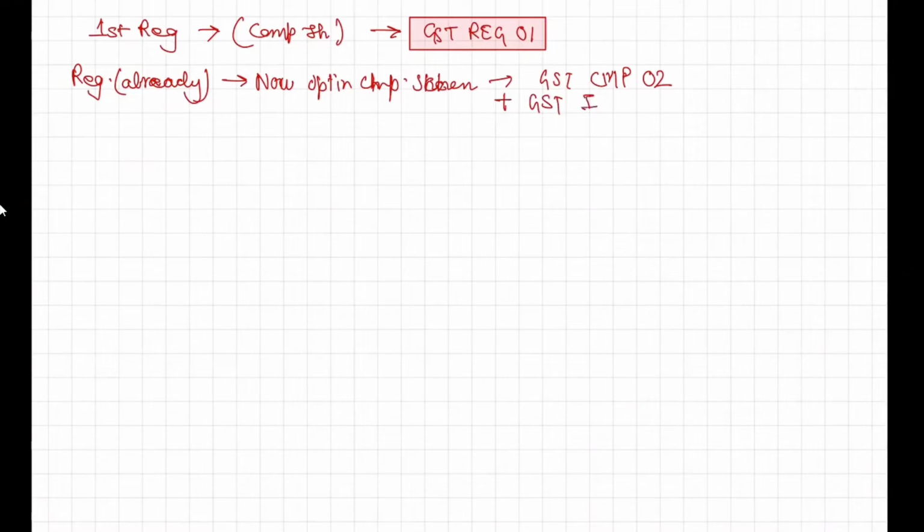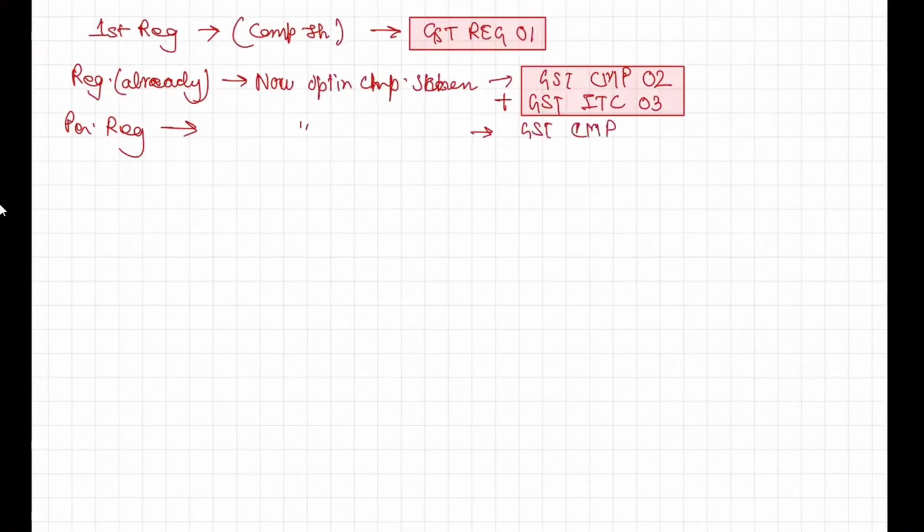in this. But one who was pre-registered and now opting for composition scheme, he will file GST CMP 01 along with GST CMP 03. Correct.